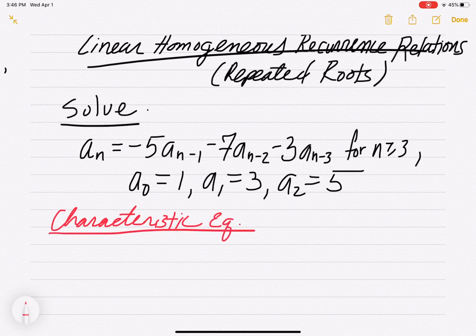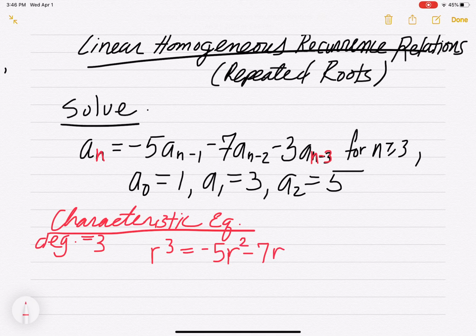All right, so degree 3, right? The recurrence relation has degree 3, from n to n minus 3. Now, the characteristic equation will have degree 3, so we're going to make r cubed equals minus 5r, no, minus 5r squared. Come on now.